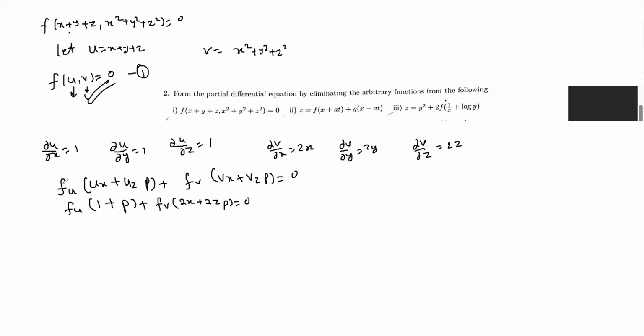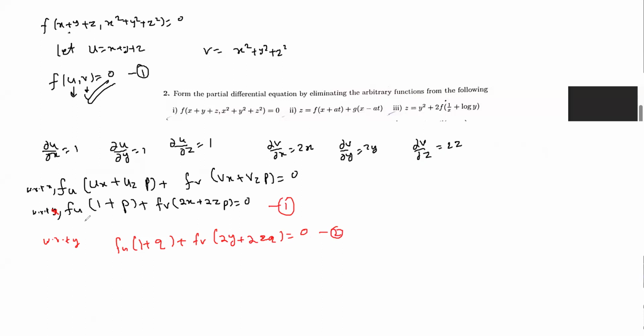Now differentiate with respect to y. So when you do with respect to y, what will you get? F of u (1 plus q), f of v (2y plus 2zq) is equal to 0. First equation, second equation, right?